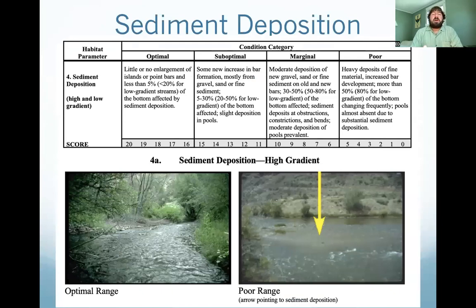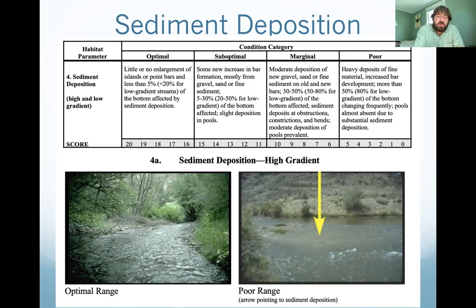Sediment deposition is getting at the same type of process that embeddedness was getting at, but looking at it in a bit of a different way. We talked about rivers trying to find a balance between their sediment and hydrologic, their water regime. On the left, you see a river that looks like it's found its way through the landscape pretty well. It kind of looks to be in balance. You don't see large amounts of sediment sort of interrupting the river flow.